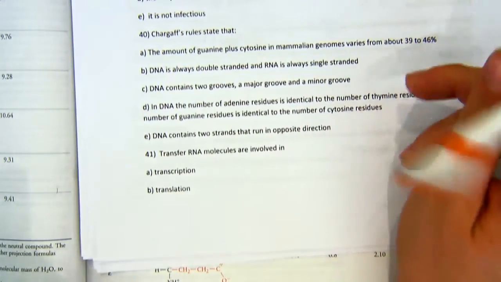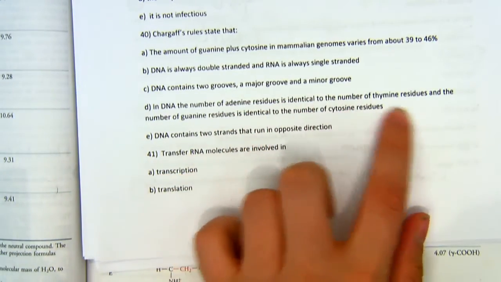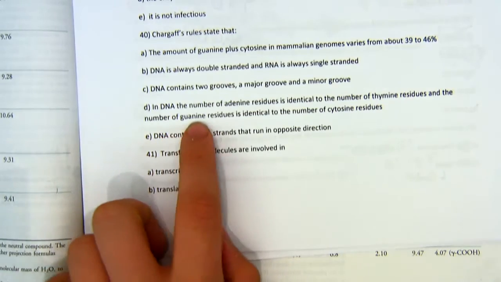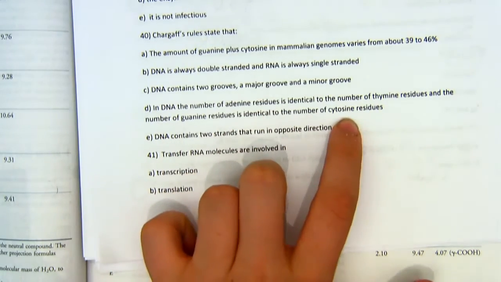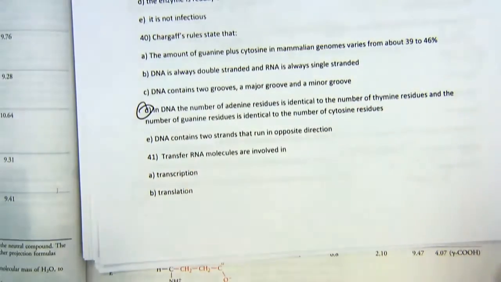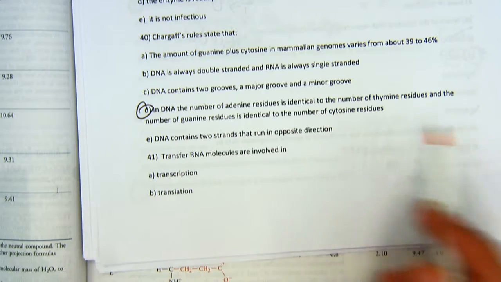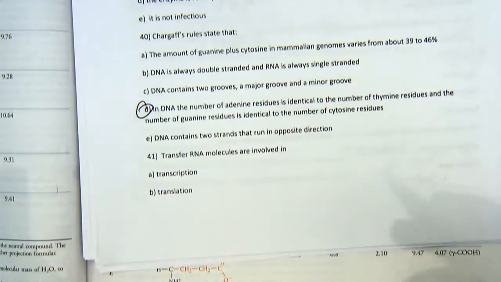What about in DNA, the number of adenosine residues is identical to the number of thymine, and the number of guanine residues is identical to the number of cytosine. How does that sound? Yeah. And then DNA contains two strands that run in opposite directions. So again, not incorrect, but not really what Chargaff was talking about.